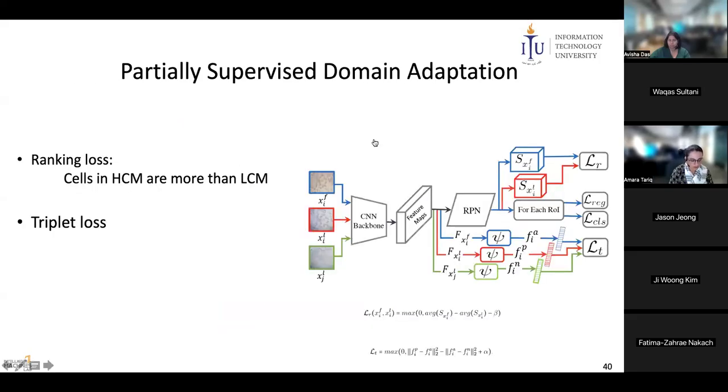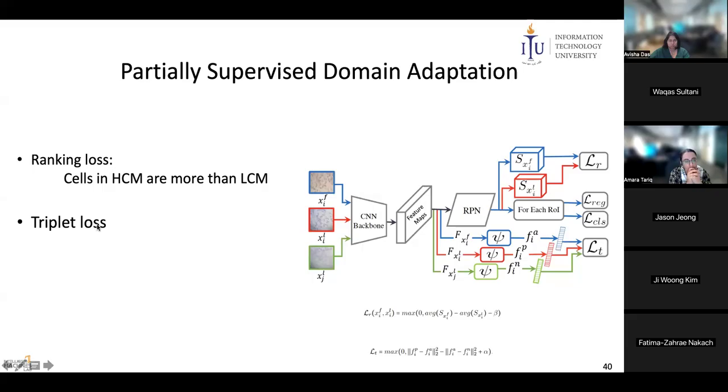And then we use partially supervised domain adaptation. Partially means that we assume that we have corresponding pairs from the low quality and high quality microscope. Then we use some constraints, which were microscope or data specific. For example, the high quality microscope has a large field of view, so usually a large number of objects are detected. The low quality microscope has a small field of view, so fewer objects are detected. So we use the ranking loss, which means that the number of objects detected in the high quality must be greater than the number of objects detected in the low quality microscope.